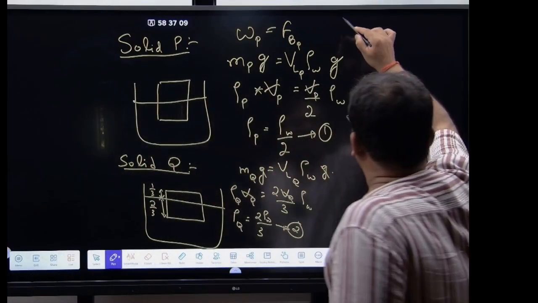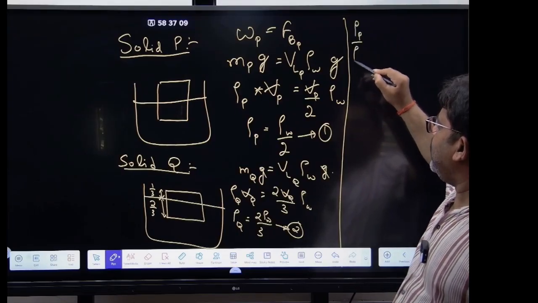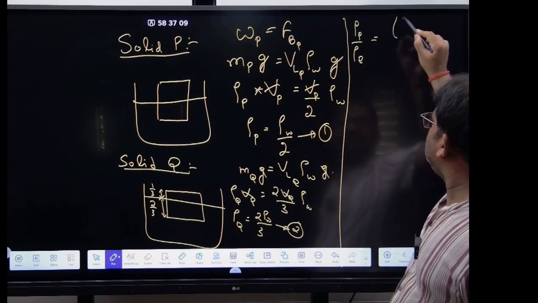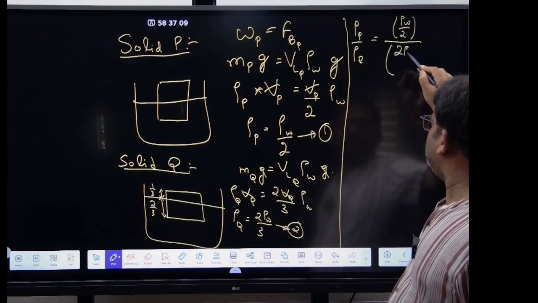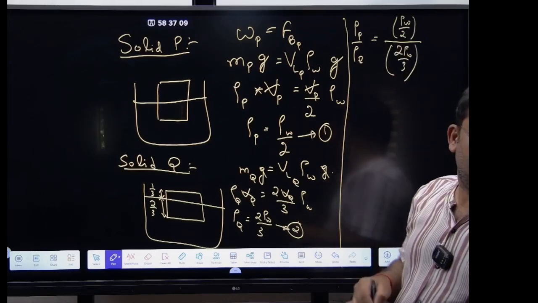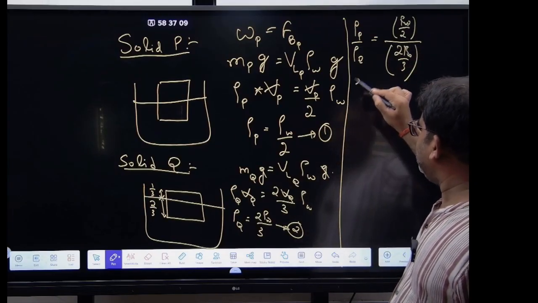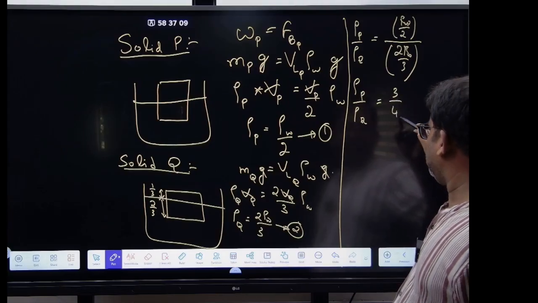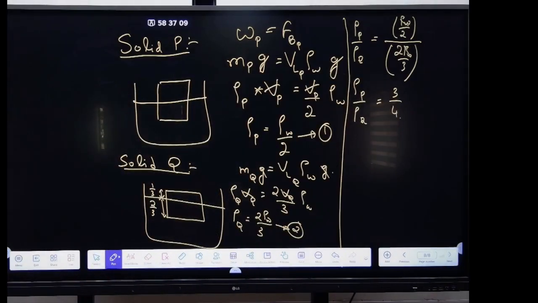Okay. Now let's come back to rho P divided by rho Q. That is equal to rho W divided by 2, whole divided by 2 rho W divided by 3. What can we cancel off? Rho W can be cancelled off. That means rho P by rho Q is equal to 3/4. So the right option is the second one. Verify it, I may be wrong.